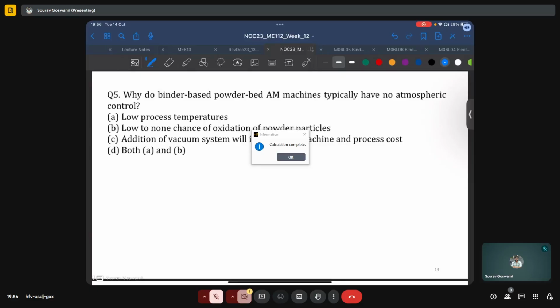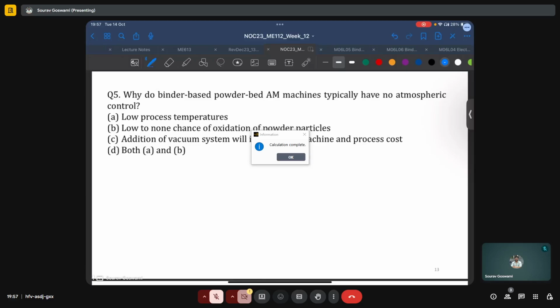Question 5 is asking us, why do binder based powder bed AM machines typically have no atmospheric control? Is it because of the low process temperatures? Is it because of the low to none chance of oxidation of powder particles? Is it because the addition of vacuum systems will increase the machine and process cost? Or is it because of a combination of a few of these options? Let us consider each of these options one by one.